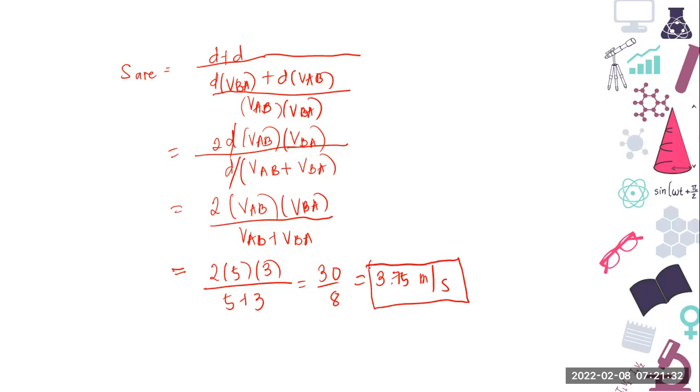You just can't say 3 plus 5 divided by 2. That would give you a wrong answer, because they might have the same distance, but the velocity for each given is different, because going back, the person had a slower speed. Okay.